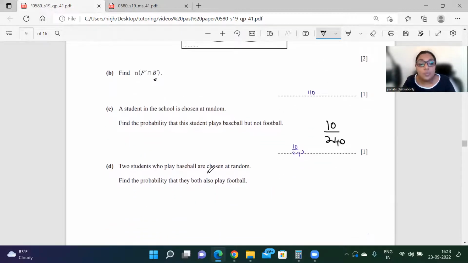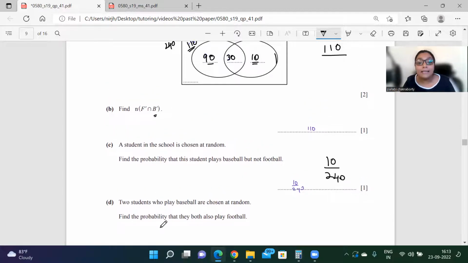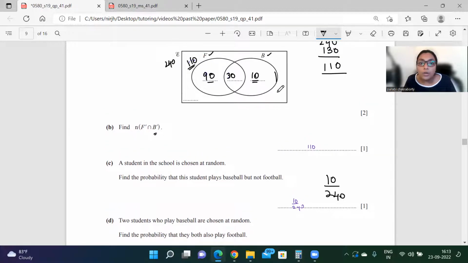Moving on. Two students who play baseball are chosen at random. Find the probability that they both also play football. So now here, conditional probability comes into the picture. So we have two students who play baseball. What is the total number of students in baseball? There are 40. Out of these 40, you are choosing two, right? So this is how you write the students who play baseball. This will be the denominator.